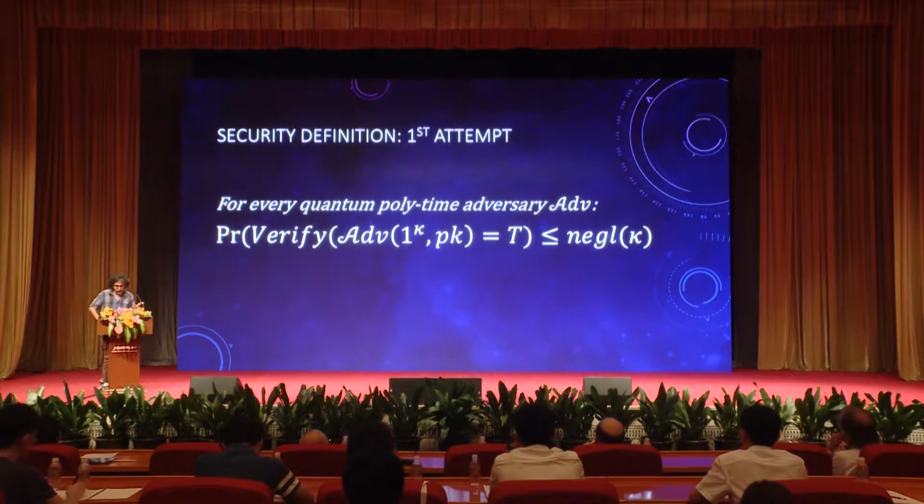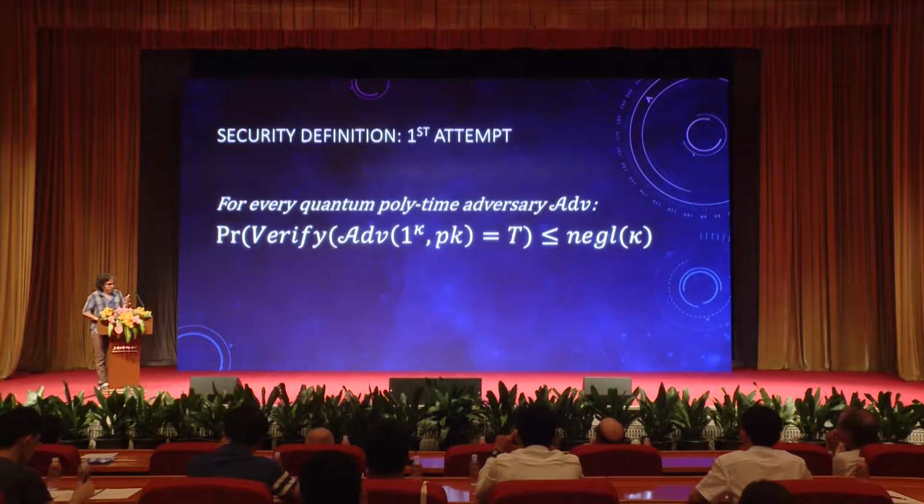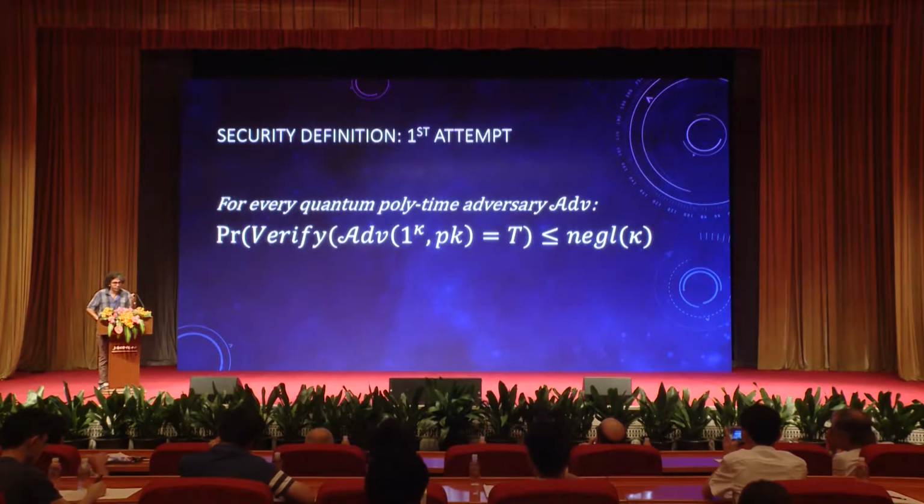So how do we define security? I'll do it again in a series of attempts. It's not as simple as you might imagine. So the first attempt: I'm talking here about public quantum money, although the differences for private quantum money aren't that different. So the adversary in the public setting gets the public key and the security parameter, and he's allowed to work in polynomial time in that security parameter.